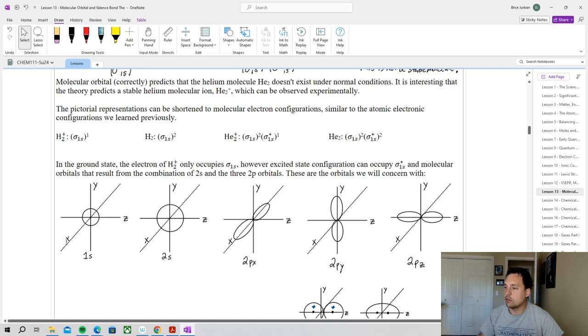So here, to remind you, are the 5 atomic orbitals through the second shell of the periodic table. We have 1s, which is spherically symmetric about the nucleus. The 2s, which is similar to the 1s, just larger in size. And then we have 3 2p orbitals, which exist across all 3 axes, the x, the y, and the z.